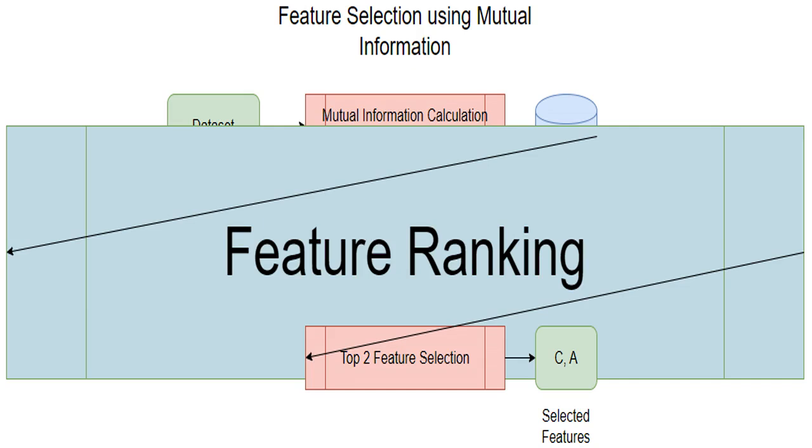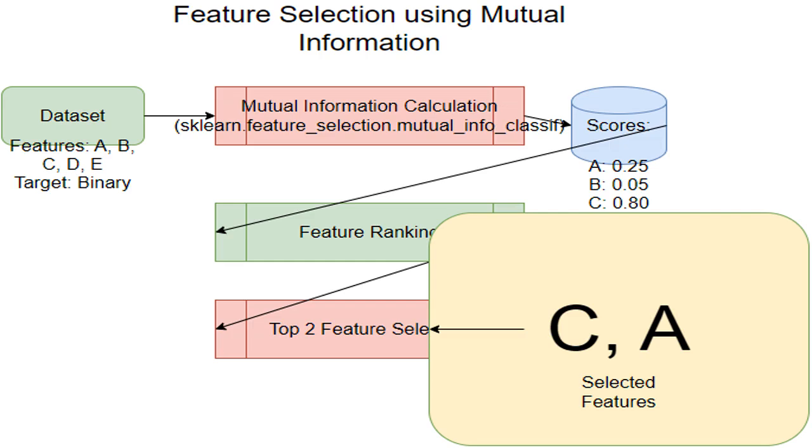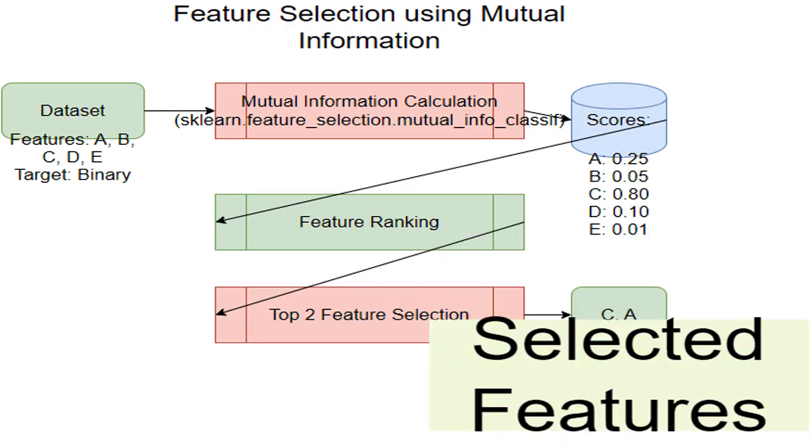My goal is to select the top 2 features which provide the most information. Based on my ranking, features C and A are selected because they have the highest mutual information scores. These are the features I choose to use in my model, because they're the best at predicting my target variable according to this metric.